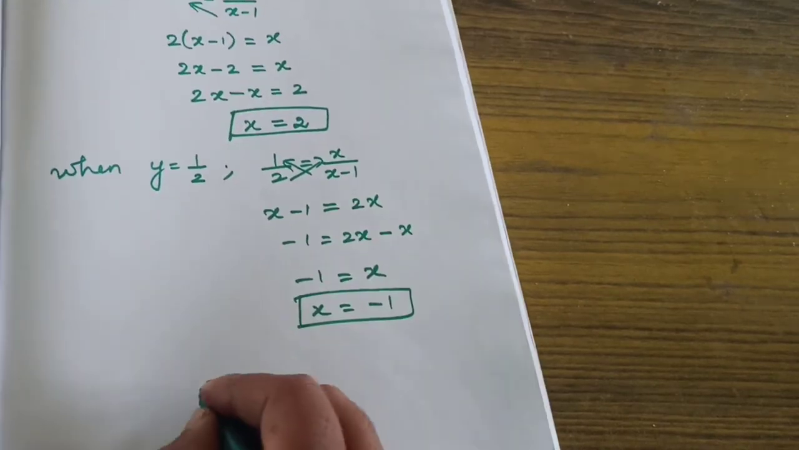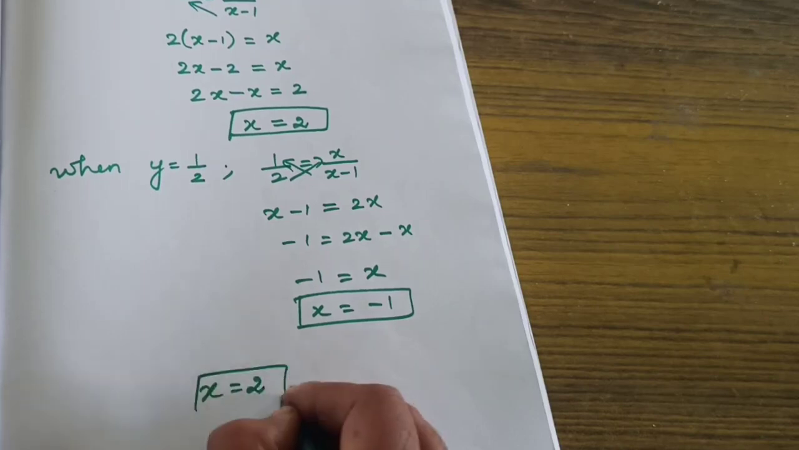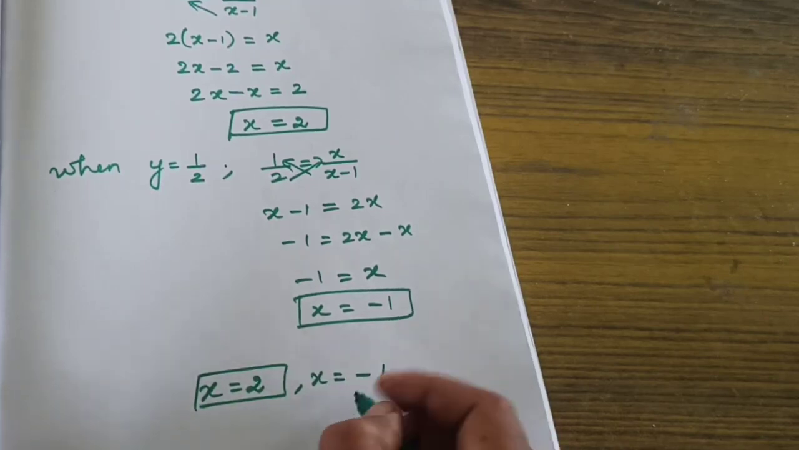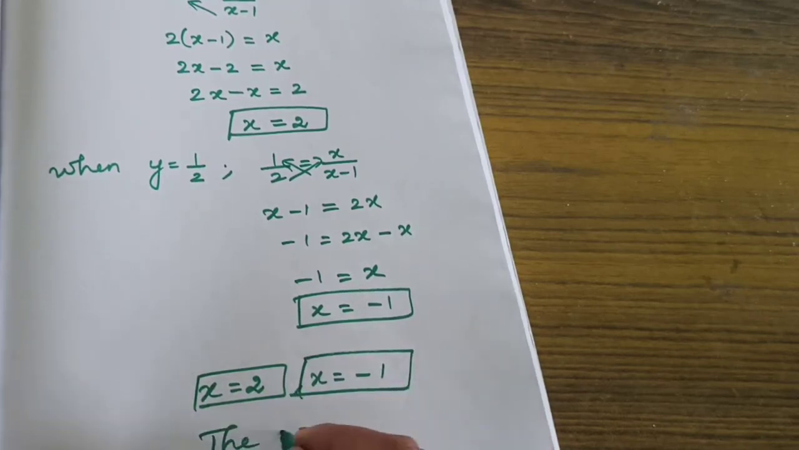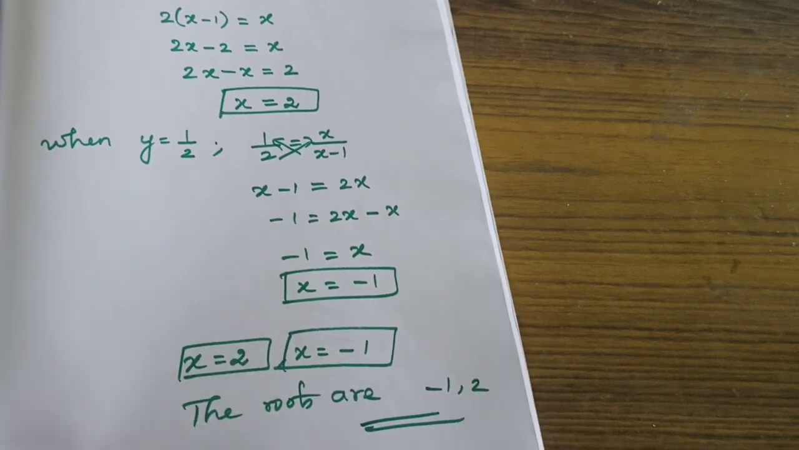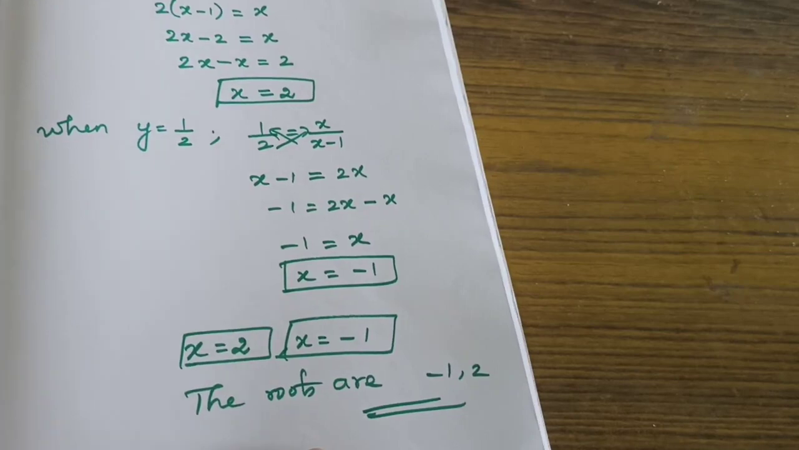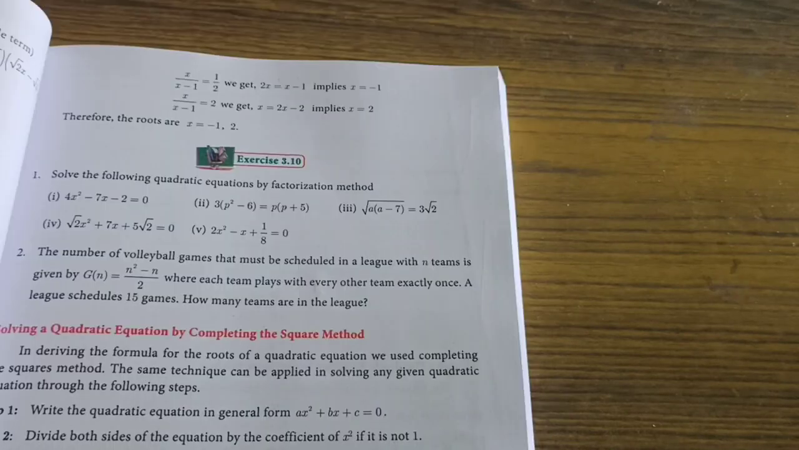So what is the final answer? x equal to 2 and x equal to minus 1. These are the roots. The roots are minus 1 comma 2. That's the example problems over. Shall we move to the exercise problems now?